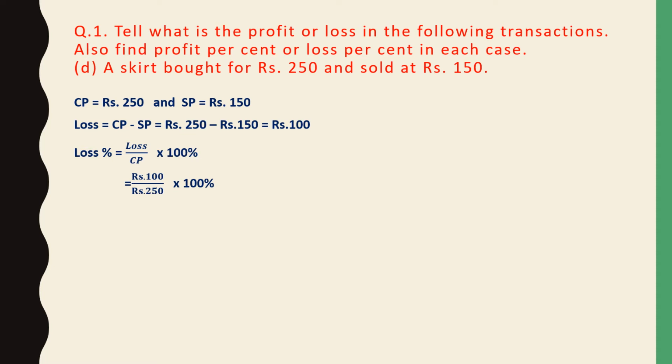That is rupees 100 divided by rupees 250. Rupees and rupees cancel out. 0, 4, and here we get 40%.